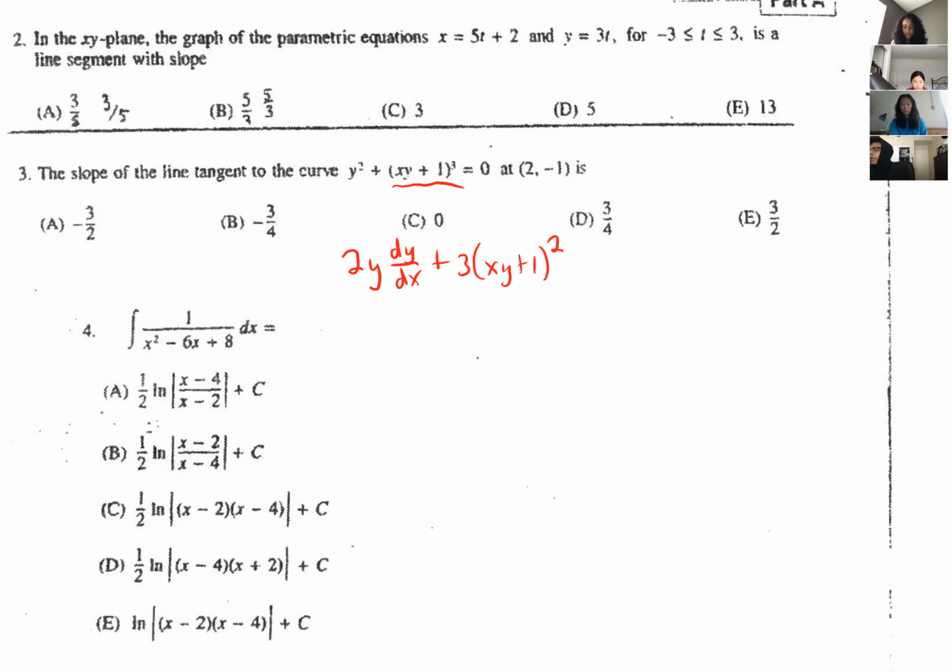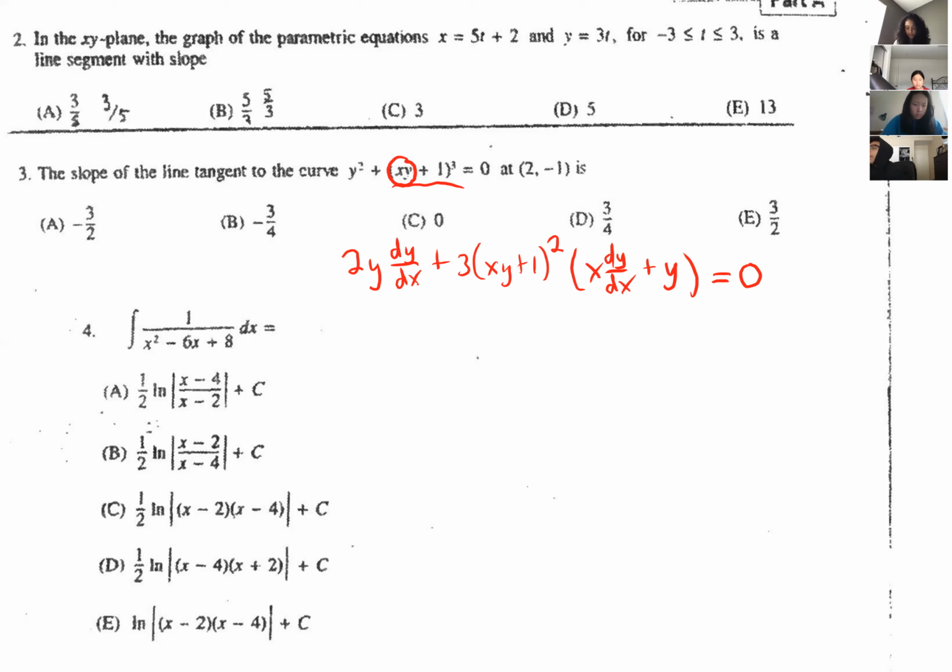So when you take the derivative of xy plus 1, I have to do product rule for xy. So it's the first factor times the derivative of the second, plus the second factor times the derivative of the first, where the derivative of x is just 1. And then when you take the derivative of the constant, 1 is just 0. And then you take the derivative of the right side of the equation, so 0 is a constant, so the derivative is 0. So now I just have to solve for dy over dx, and that's my answer.